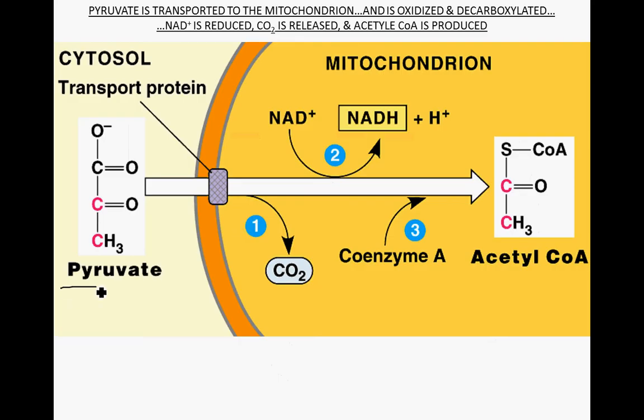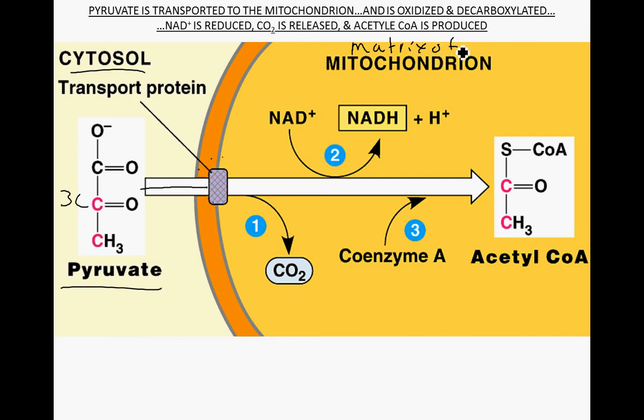What's happening is that pyruvate from glycolysis is a 3-carbon compound. And this is all out here in the cytosol. So there's a transport protein that's going to transport this pyruvate across the outer membrane, through the intermembrane space, across the inner membrane, into the matrix of the mitochondrion. So this is the matrix of the mitochondrion.